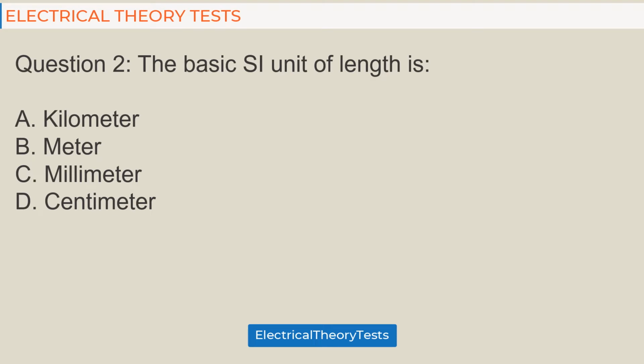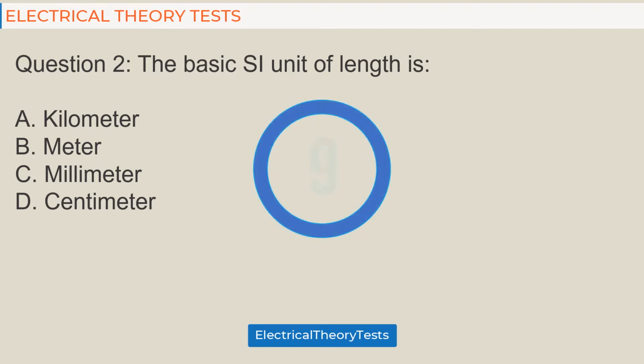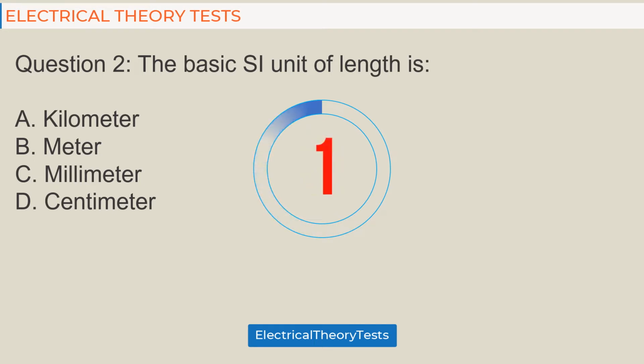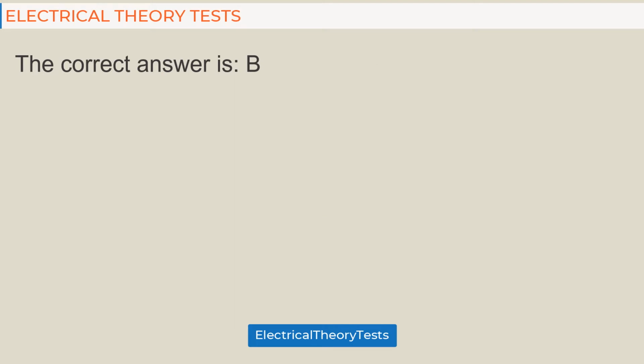Question 2. The basic SI unit of length is A. Kilometer. B. Meter. C. Millimeter. D. Centimeter. The correct answer is D.